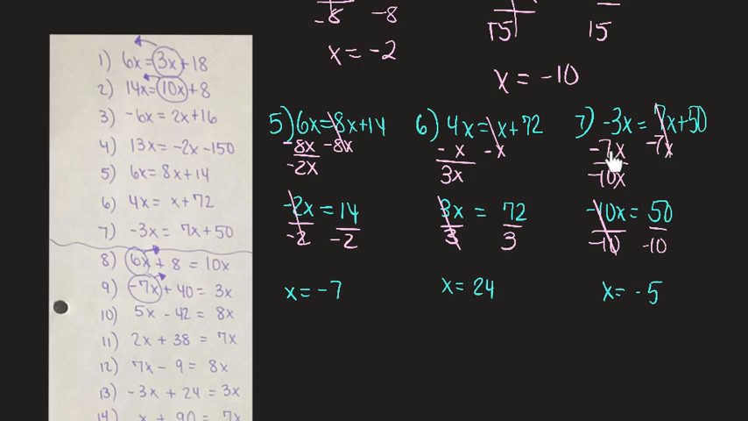Negative 7x, 2 negatives means we really add, same signs find the sum, negative 10x equals 50, divide by negative 10, and you end up with negative 5.